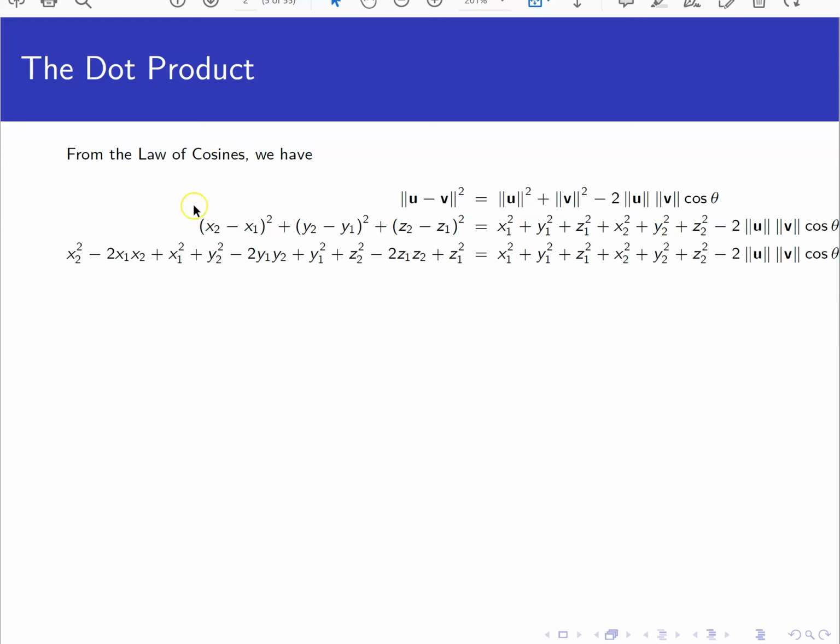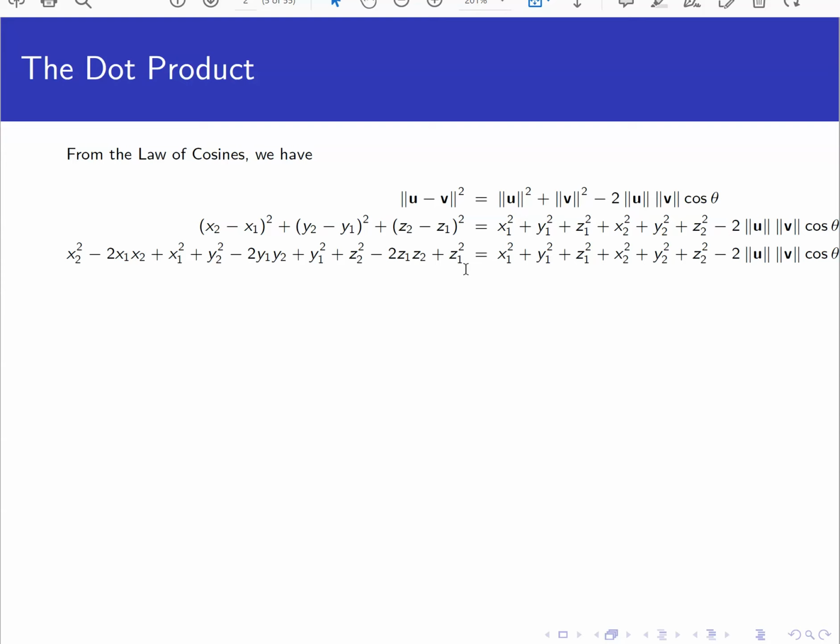So now let's FOIL out each of these binomial squareds. x2 squared minus 2x1 x2 plus x1 squared. Same thing for y2 and y1. Same thing for z2 and z1.